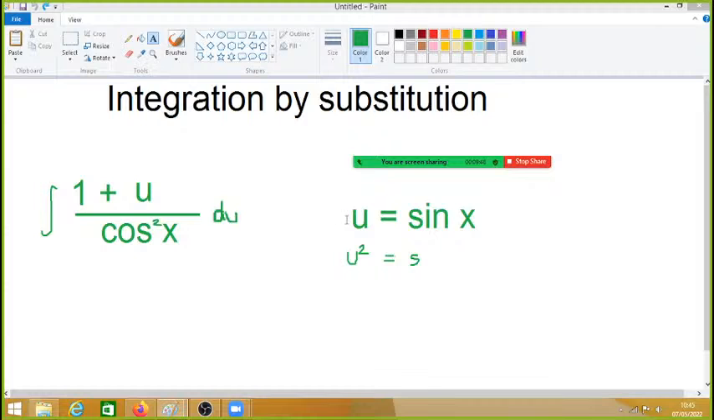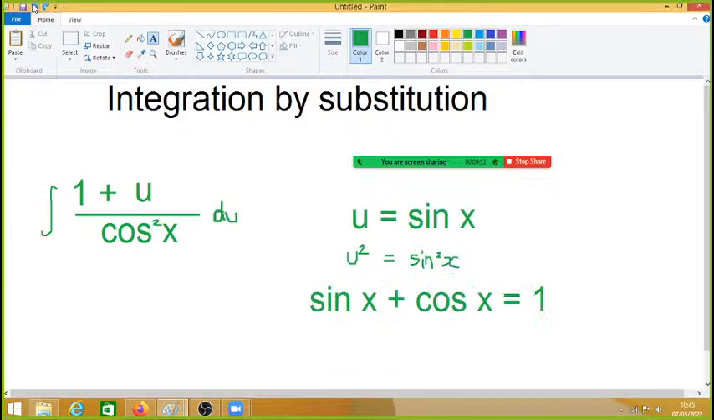So to get sine squared, we square both sides of u equals sine x. So we end up with u squared equals sine squared x. Then we bring in sine squared x plus cos squared x equals 1 and rearrange it, and we end up with cos squared x is equal to 1 minus u squared.